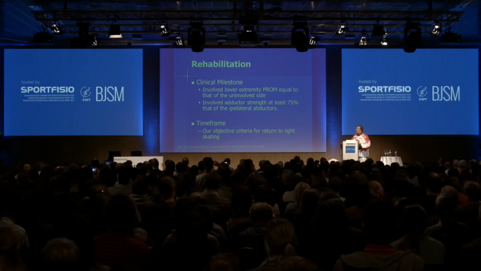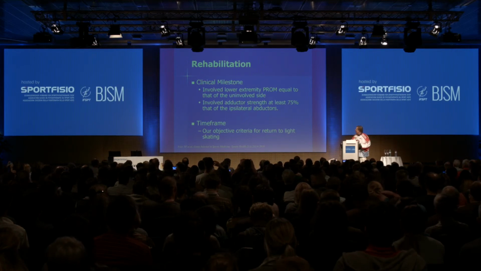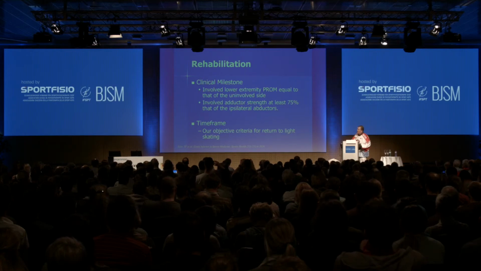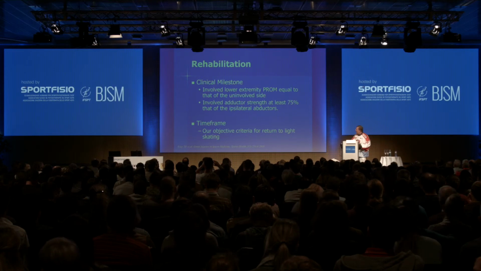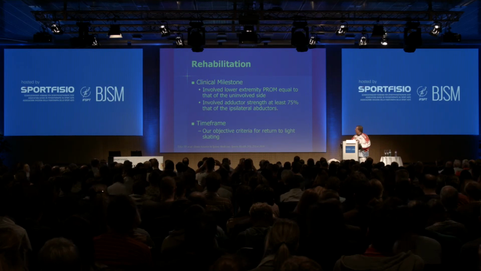What's our clinical milestone to get folks back through into phase 3? It's the involved lower extremity passive range of motion equal to that of the uninvolved side. But it's also the involved adductor strength at least 75% of the ipsilateral abductors. We want to get that bias back, that ratio back as closely as we can. And this is one of our objectives for returning people to light skating on the ice.